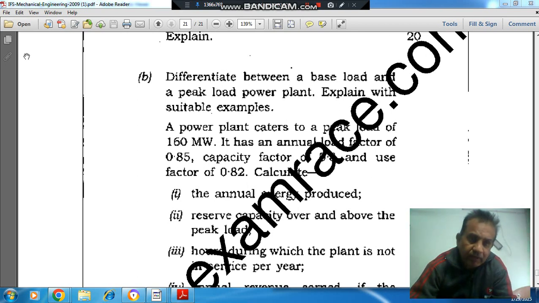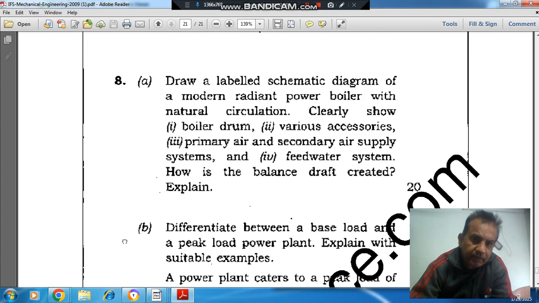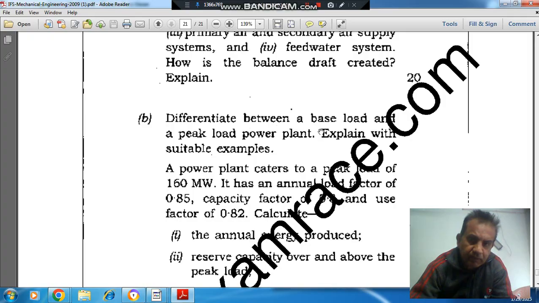Hello, welcome again. We are solving Indian Forest Services Mechanical Engineering paper 2 of year 2009. Question number 8b. Differentiate between a base load and a peak load power plant.